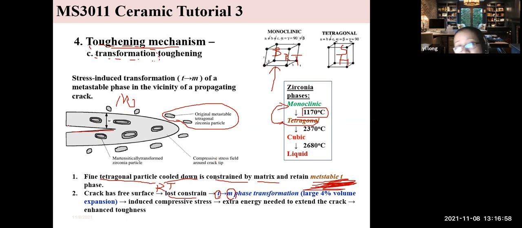So that's why just near this region, which is the crack coming region, you can see there's a double line here now. Double line means it has become bigger, because monoclinic is bigger. Suddenly, before, this region was small, but now it has to become bigger, which means you're going to give a lot of compressive stress to the crack, to stop the crack from propagating.